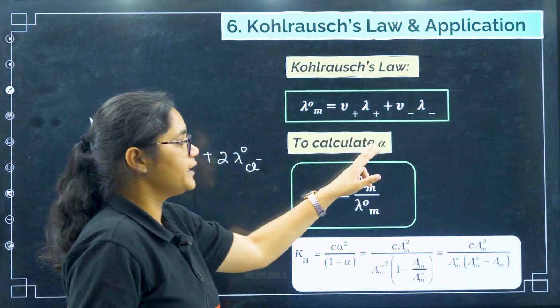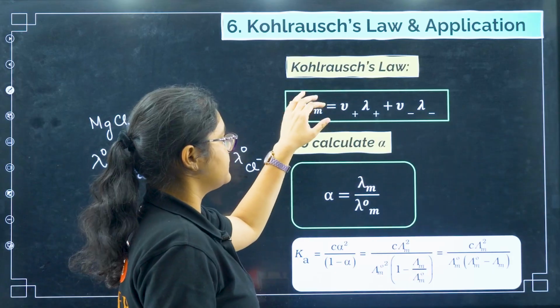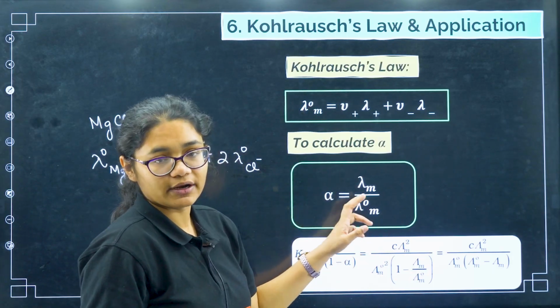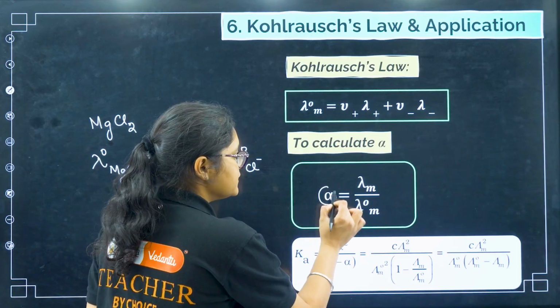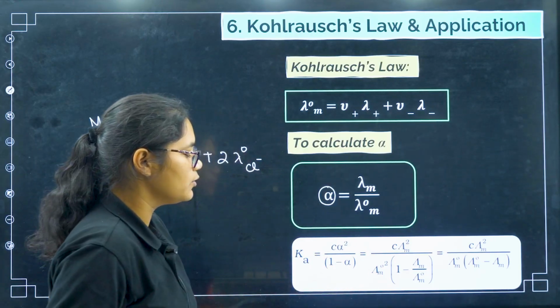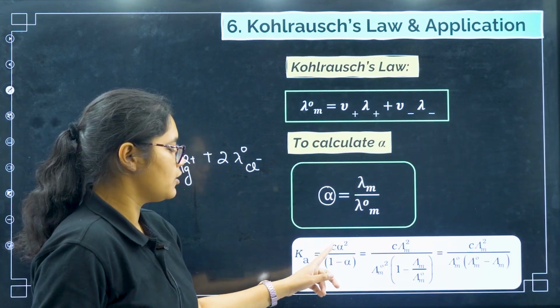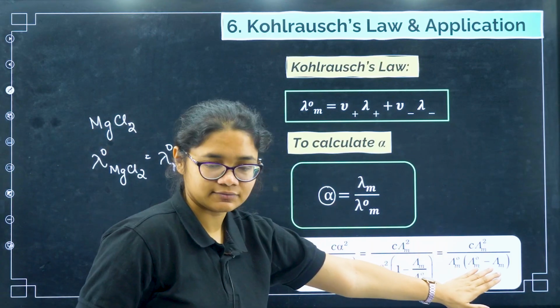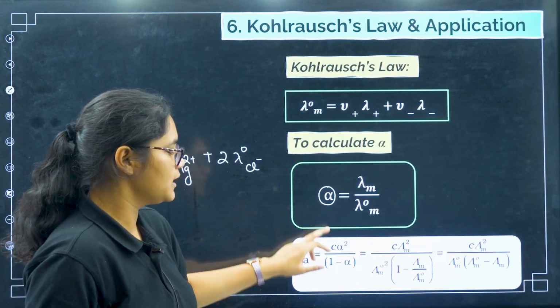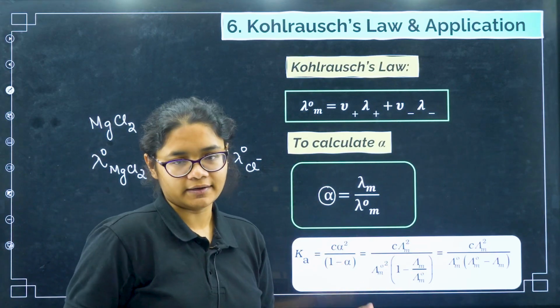Next, to calculate the alpha value, we use limiting molar conductivity, that is alpha equals molar conductivity by limiting molar conductivity. Once you get this alpha, then Ka is equal to C alpha square, where you can ignore 1 minus alpha. But there is no need to remember this formula. You can directly find alpha, substitute here and then calculate. That is the best way.